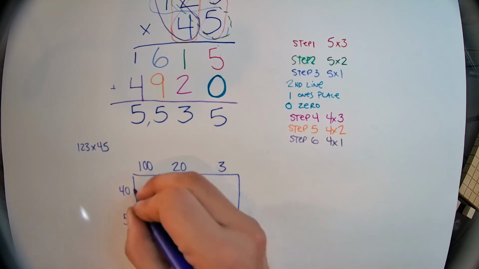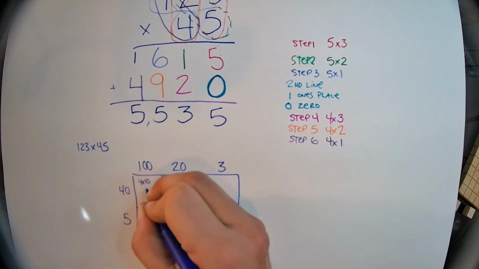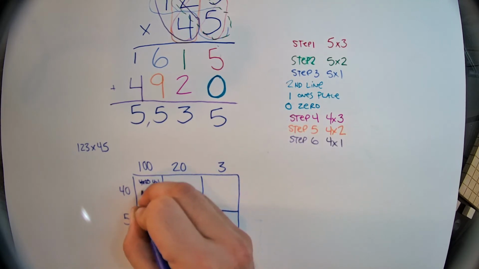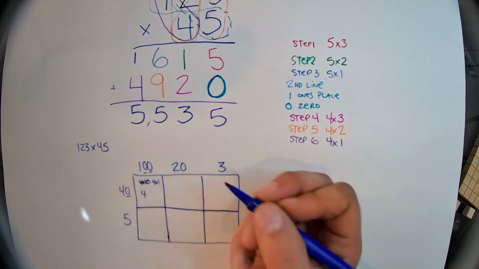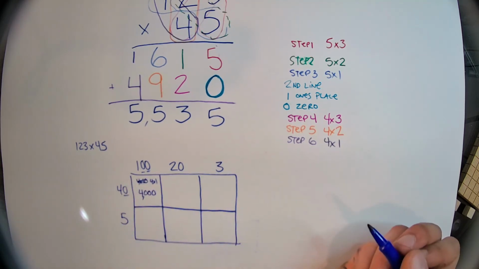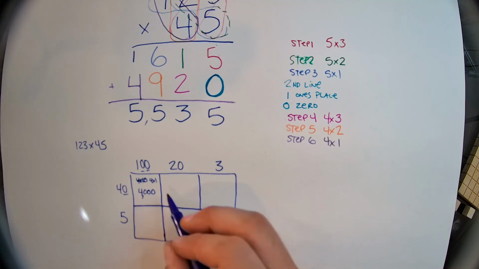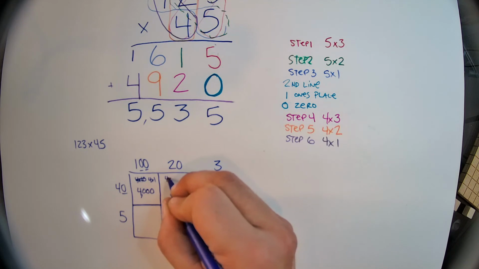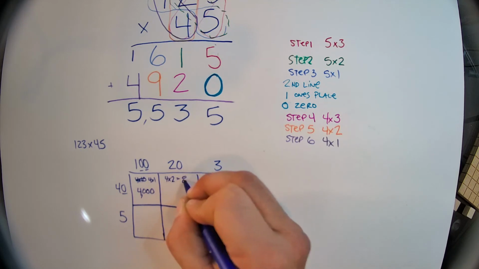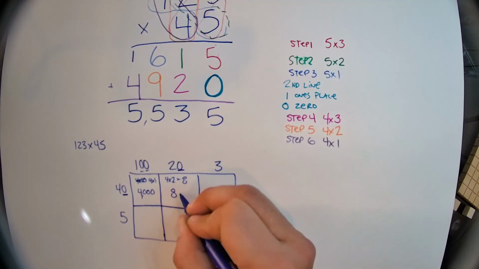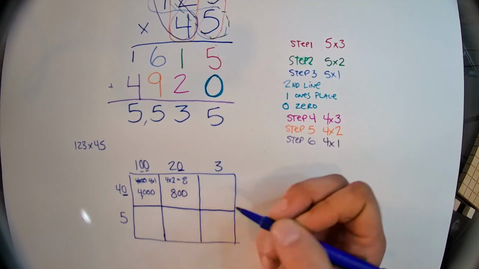All right, so the first thing you would do is 40 times 100. So cover up the zeros, that's 4 times 1. So what's 4 times 1? 4. How many zeros did we cover up? 3, right? So 40 times 100 is 4,000. Okay, we can do the same zeros trick for doing 40 times 20. Cover up the zeros, that's 4 times 2. 4 times 2 is 8. How many zeros did we cover up? We covered up 2 zeros. So 40 times 20 is 800.